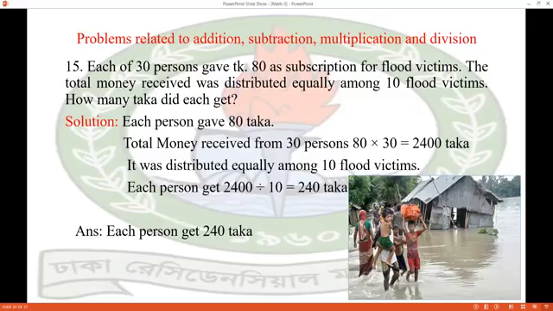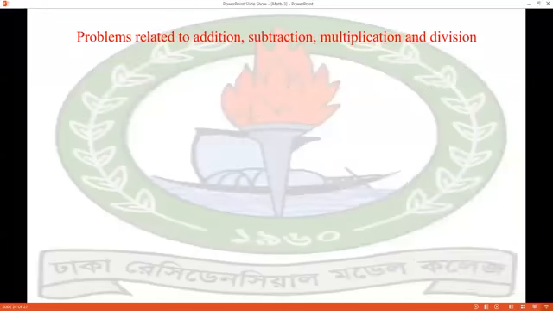We can find it this way. The solution: each person gave 80 Taka. Total money received from the 30 persons is equal to 80 multiplication 30. So we get total 2,400 Taka. It was distributed equally among the 10 flood victims. So we have to find out by the division process. So 2,400 division 10. So every person gets 240 Taka. So each flood victim gets 240 Taka. Now I will go to the next problem, number 16.